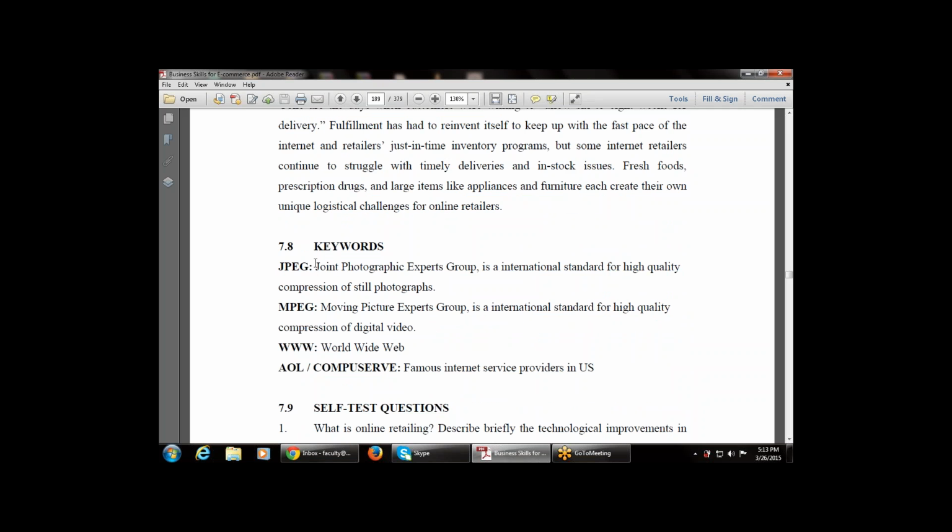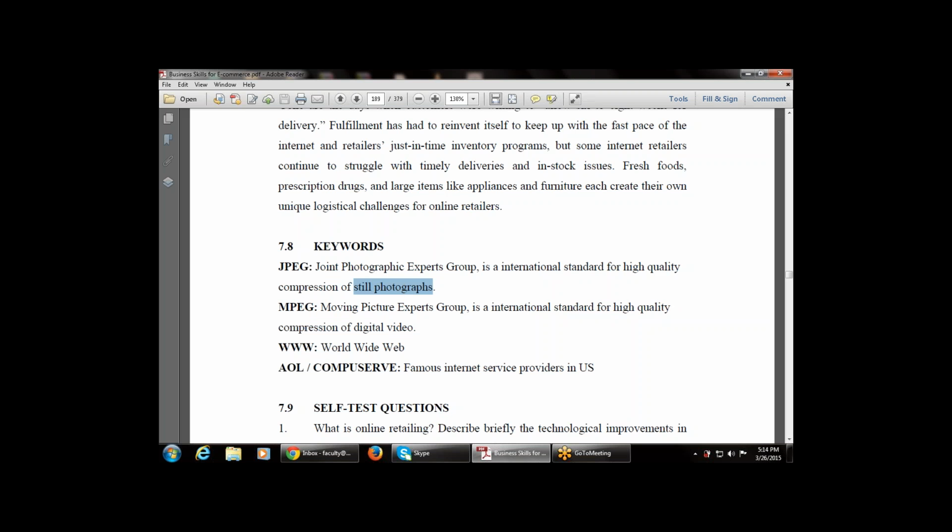These are the various keywords. First of all, JPEG, that is Joint Photographic Expert Group, a standard for high quality compression of still photographs. Whenever I want to compress a photograph, to shrink its size, I use a standard that is JPEG. The next one is MPEG, that is Motion Picture Expert Group or Moving Picture Expert Group. This is also a standard for high quality compression of digital video. JPEG is for still images, and MPEG is used for moving video.